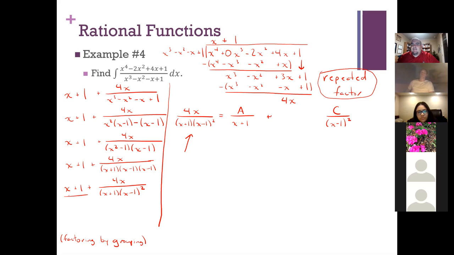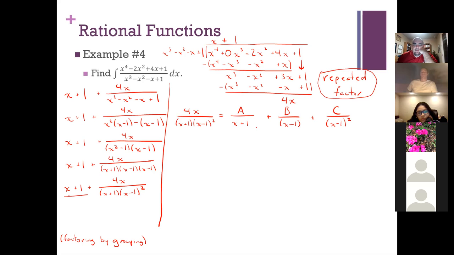We're not guaranteed in this case to ever find an A and C that will work for us, because maybe the fractions that got added together were 1 over x plus 1 plus 3 over x minus 1 squared minus 2 over x minus 1. Since we don't know, we can't assume that any of these powers are missing. So when you have a repeated factor, like let's say this was x minus 1 to the 10th, I would need another rational function for each of those 10 powers, because maybe all powers from 1 to 10 are represented. So this is a new special case of this process.